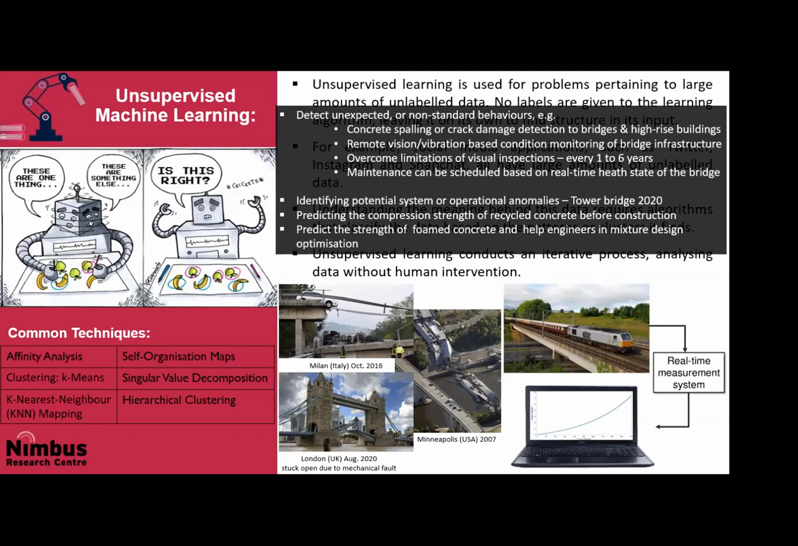Again, we won't go into the mathematics of the algorithms, but on the bottom left there, you can see the most popular algorithms within this type of field. So we have affinity analysis, self-organization maps, K nearest neighbor, or KNN as it's sometimes referred to, and hierarchical clustering.